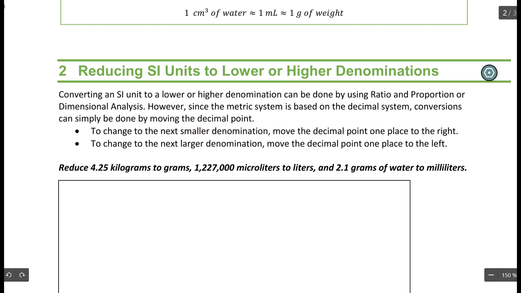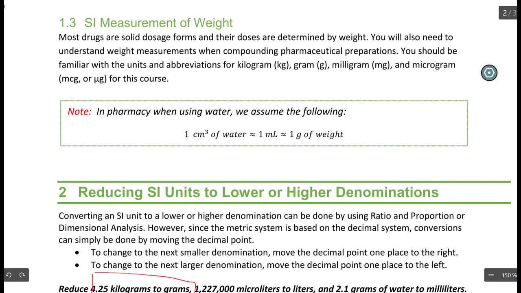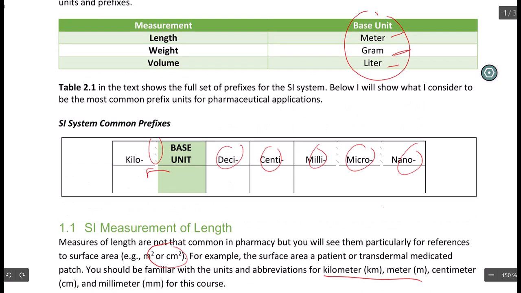If we were to take the first example here, it says to change 4.25 kilograms to grams, right? So let's look at this. How do I change that from one to another? So I can do 4.25 kilograms. If I swing back up to my chart, I want to go from kilo, which is the prefix, kilograms, to grams. I'm moving in this direction here. I'm going to move my decimal point 3 places to the right.